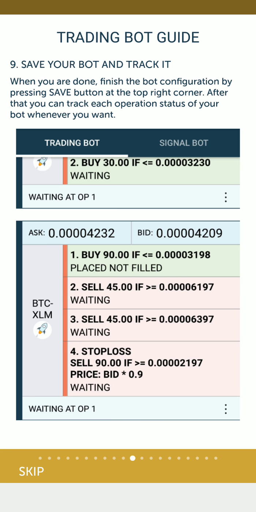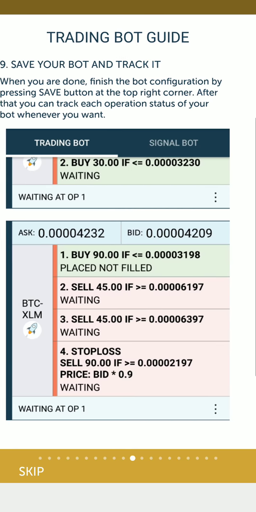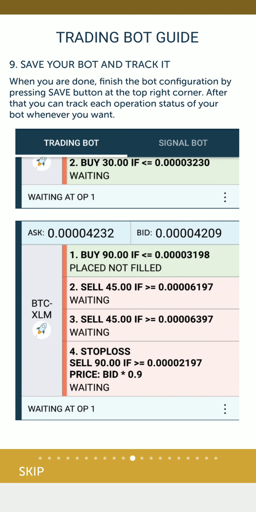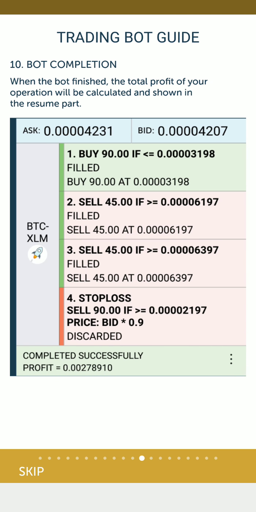So here's what it will look like once it's configured and you actually tell the bot to go to work. It will tell you waiting, completed, waiting. So you can get on, you can follow it. Here again, bot completion: it bought, filled, sold, filled, stop loss, discarded.